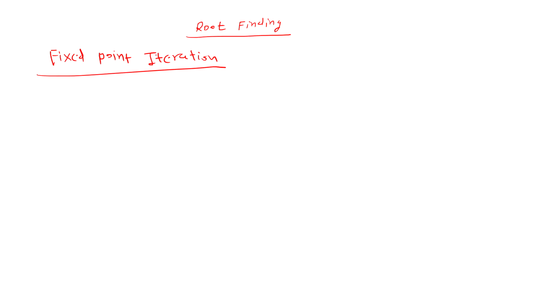Okay, so this is the first method in the category of open methods. The name of the method is called fixed point iteration. Now, suppose we are given a function f of x and we want to find out the root of this function. That means we want to find out the solution of f of x is equal to 0.